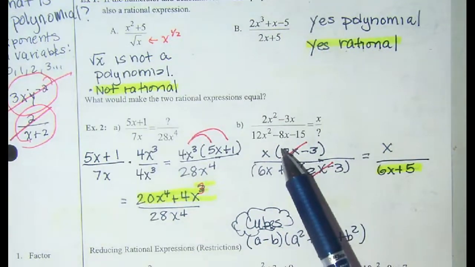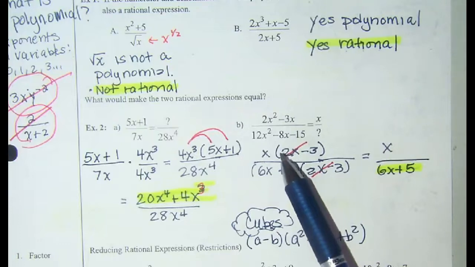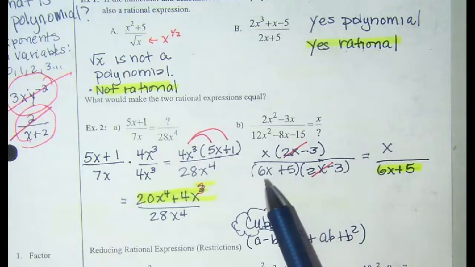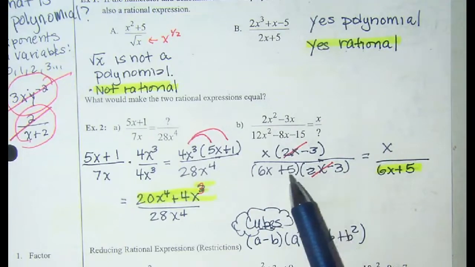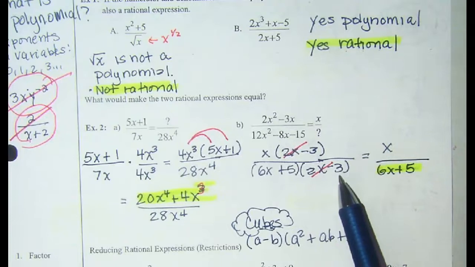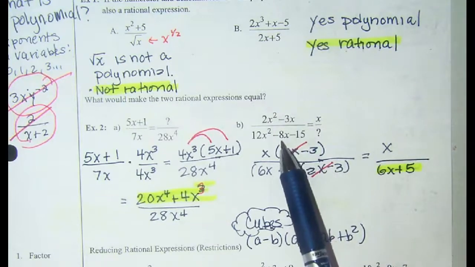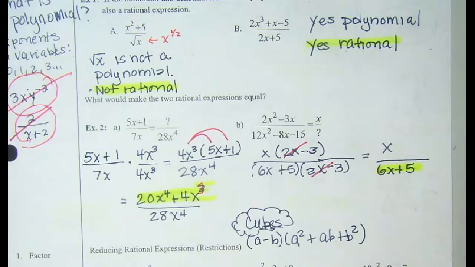I factored the 12x squared subtract 8x subtract 15 by guess and check. So I guessed the first times first, I guessed the last times last, and I checked it to make sure that negative 18x plus 10x is going to give me the middle term, negative 8x. Later on, I'm going to go into more methods in how to factor, especially when a is not equal to 1. But before we do that, I need to remind you about the difference of cubes.